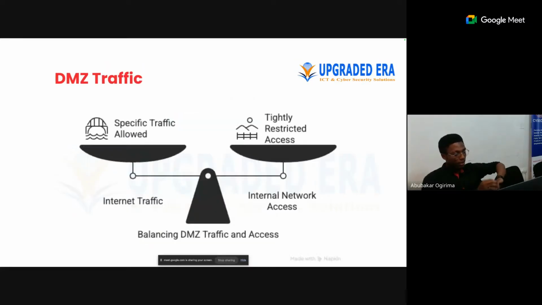So there has to be a balance whenever DMZs are being implemented, right? You're looking at specific traffic allowed and tightly restricted access. There has to be that balance to ensure that availability is there. Because in any security framework, you need to consider three things: confidentiality, integrity, and availability. If any of these is trampled upon, you are infringing upon cybersecurity and also by extension network security. To have specific traffic allowed and then tightly restricted access, the balance is at its core where the DMZ is most efficient.